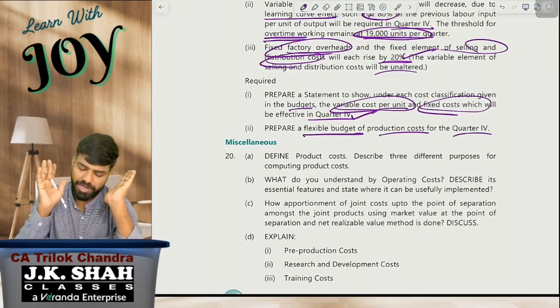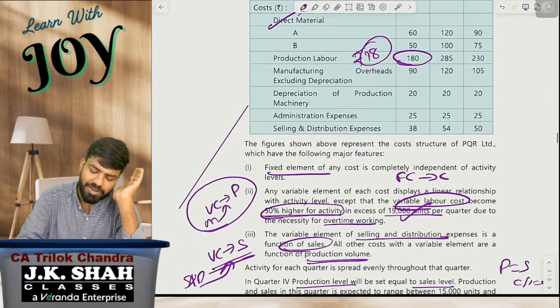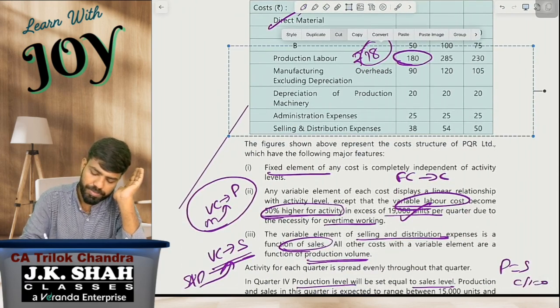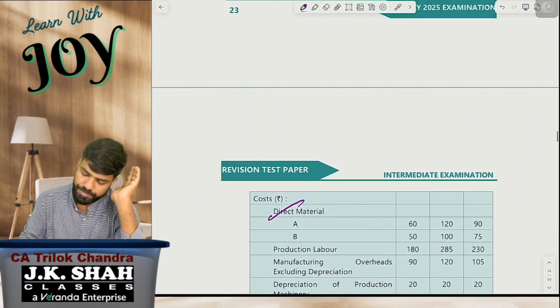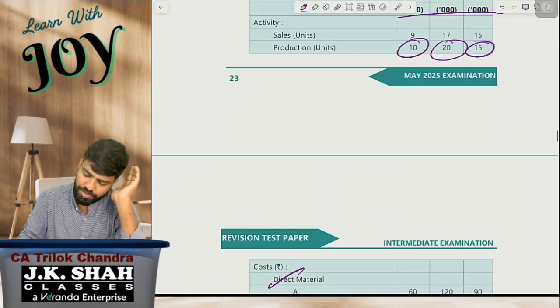Okay, now listen to me carefully. What are the cost elements given? Material. Is there any change in the materials account according to the given information? No change. Look at here. Here it is 10,000, 20,000, 15,000. Let me take that.